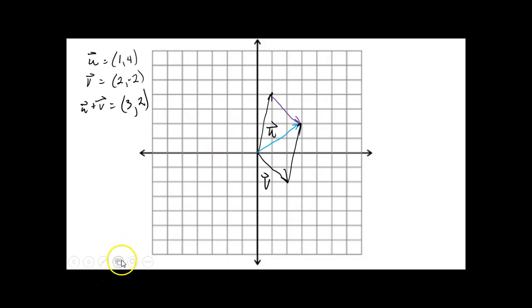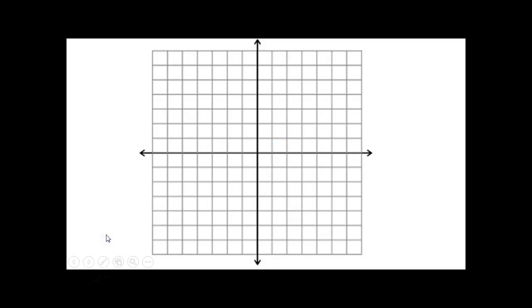Let's clear those out of the way. Okay, any questions on it? Okay. And let's do the B one. And in the B one, u is equal to ⟨3, -2⟩ and v is equal to ⟨-3, 2⟩.